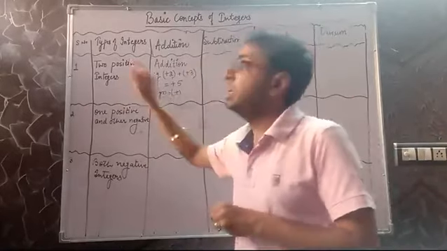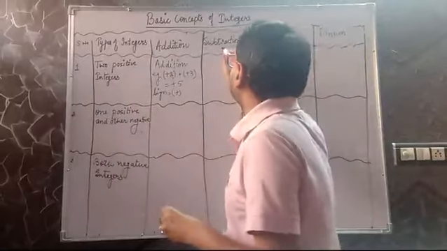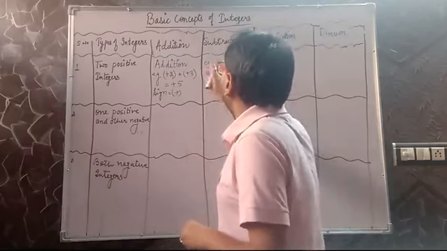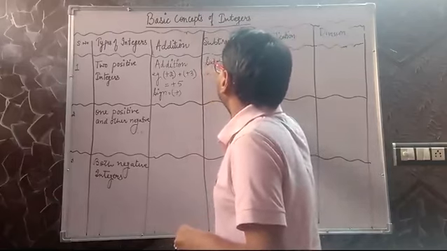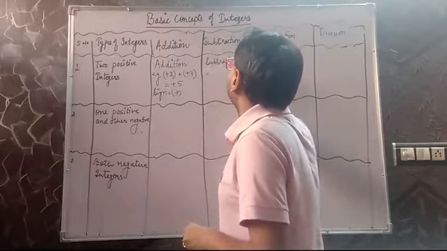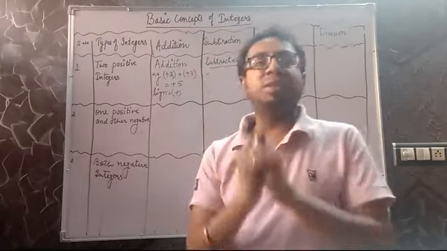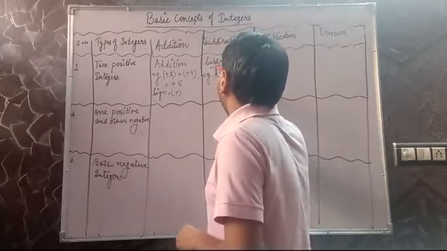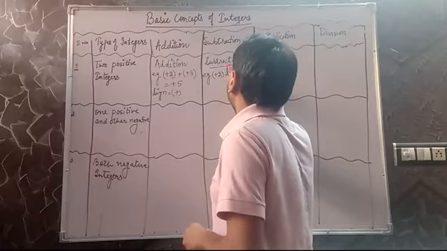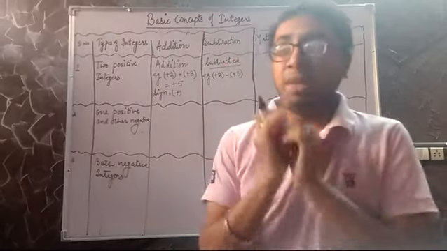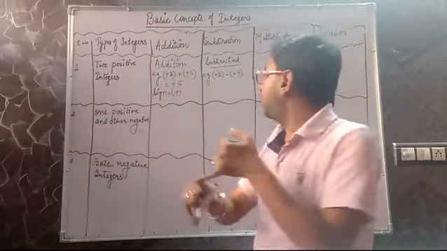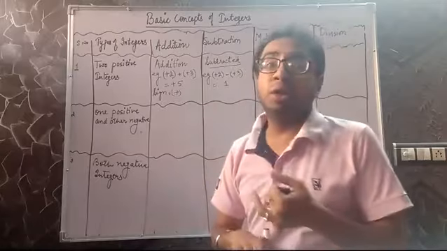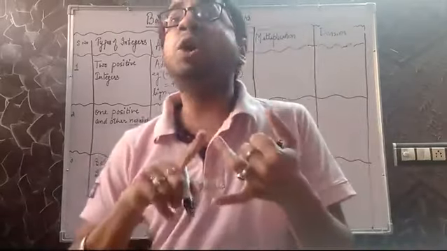Now, if two positive integers are there and we need to subtract them, let us take an example. They are always subtracted. Do remember, they are always subtracted. For example, plus 2 minus plus 3. What is 3 minus 2? The answer is 1. But here one thing is very important: what sign will come, plus or minus?